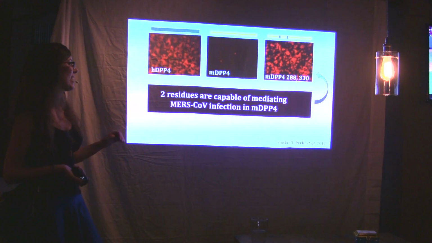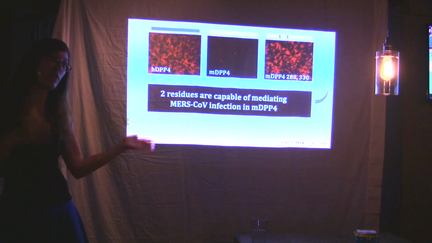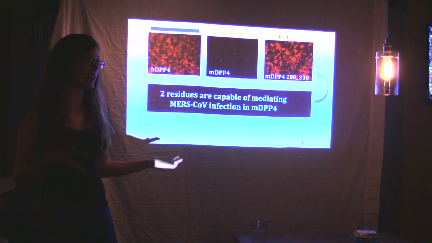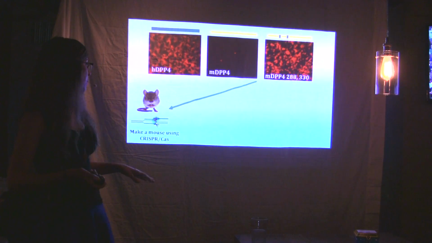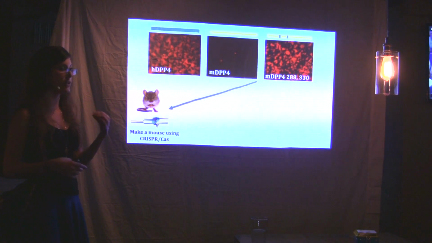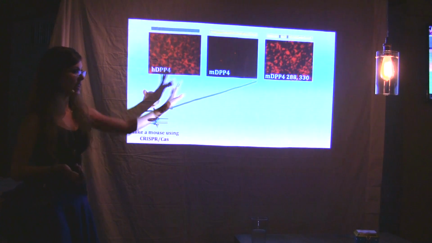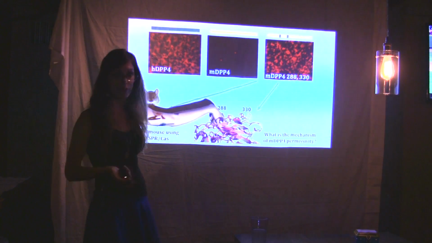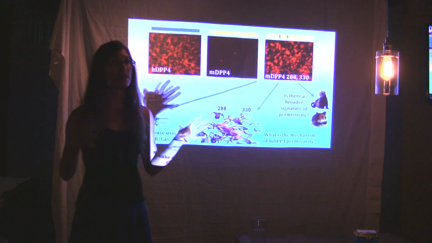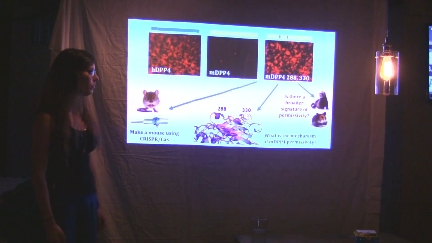So from this, we were able to say two residues on their own are capable of mediating infection of the mouse receptor by MERS. With this information, a slew of things happened after. The first is that we created a mouse using CRISPR-Cas, this genetic editing system, such that we could have a transgenic mouse that was capable of being infected by MERS. My projects that followed up on this were looking at why those two mutations mattered, and also what if that same mechanism applies to those other species that could not be infected. I'm happy to chat about that after.